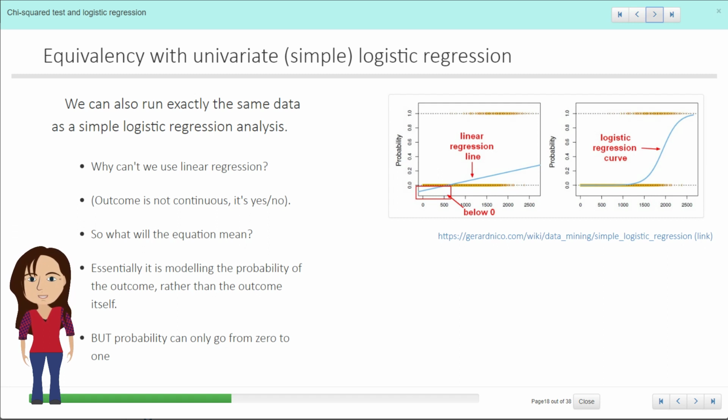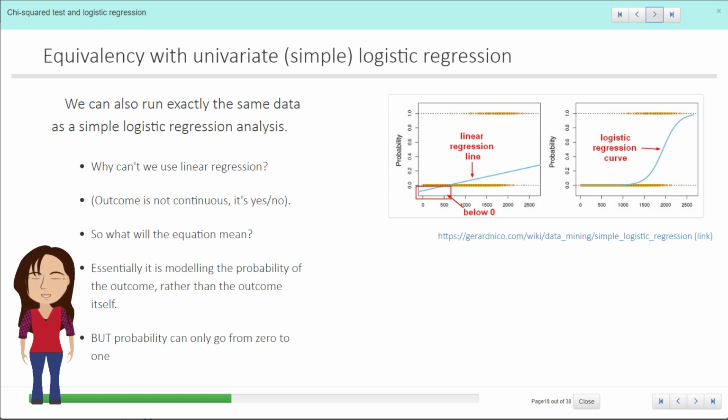We can also run exactly the same analysis using logistic regression. Now, if you're wondering why we can't just use linear regression, it's because the outcome is not continuous, it's a yes or a no. So essentially what the analysis does is it models the probability of the outcome rather than the outcome itself. And probability, as we know, can only go between 0 and 1. So essentially it's taking that linear regression line and squishing it in between 0 and 1, and it gives us what we call the logistic regression curve.